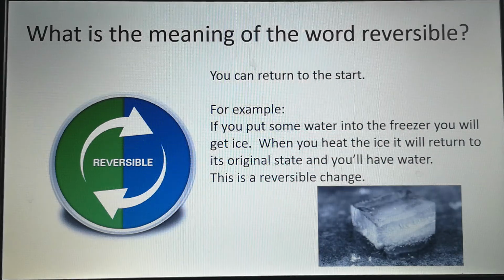If we think of water and ice, for an example, if you put water in the freezer, it will turn into ice. But if you take it out of the freezer and put it somewhere warm, like a windowsill, then the ice will melt and you will end up with water again. So you can go back to the start. And that's what reversible means. If a change is reversible, then it can change back again. So ice can change into water and water can change into ice.